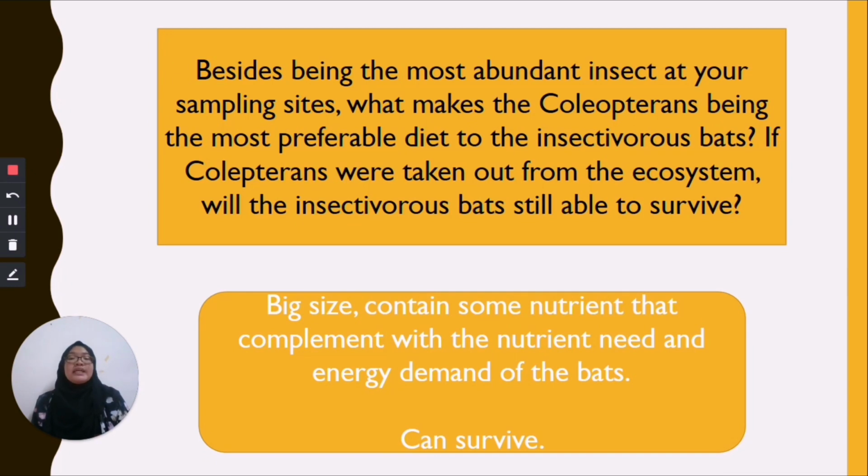If Coleopterans were taken off from the ecosystem, will the insectivorous bat still survive? Coleopterans can be survived without because they have a variety of orders to replace the loss of Coleopterans, like Orthoptera, we have Diptera, we have Lepidoptera, and many more. Besides that, they also have a rapid life cycle, reproductive cycle. So they can reproduce rapidly, so they can compensate the loss of Coleopteran orders.